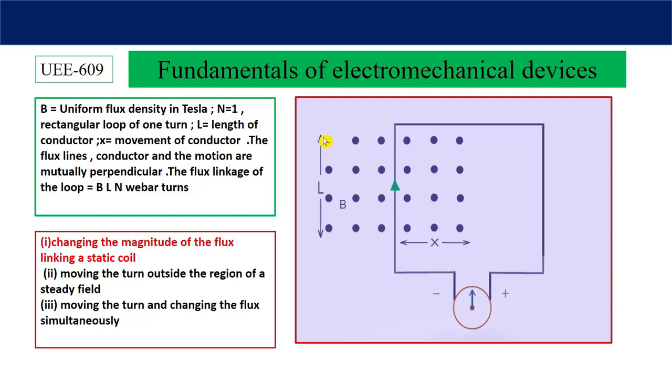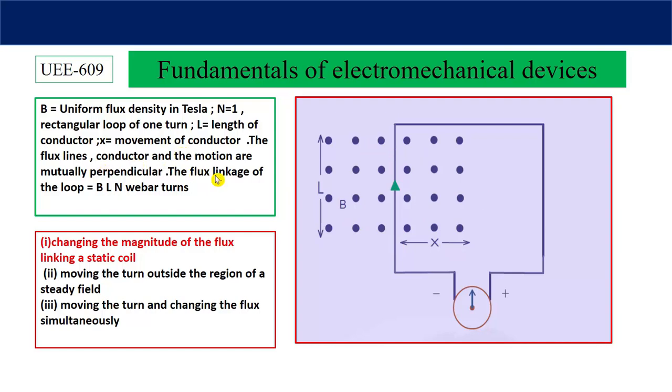So here you can say this is the length of the conductor in the region of magnetic field. N is equal to one, a rectangular loop of one turn. So this is only one turn. The motion of the conductor and the flux lines are mutually perpendicular. So the flux lines are coming out of the screen, going upward, and the motion is on the right-hand side. So these three are perpendicular to each other.